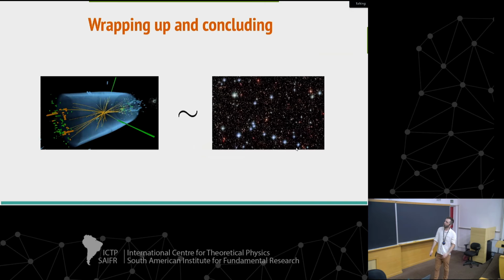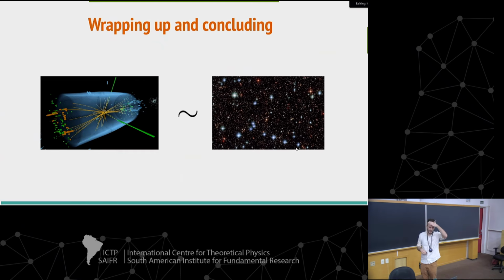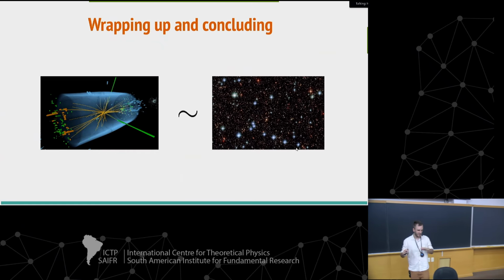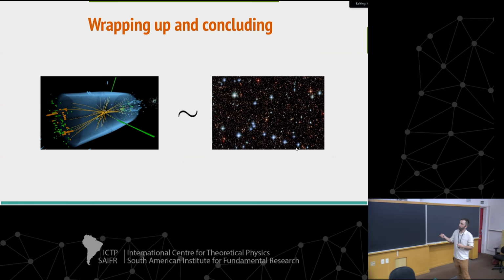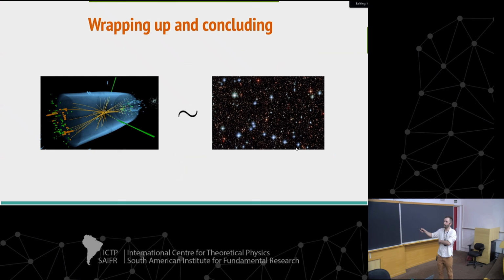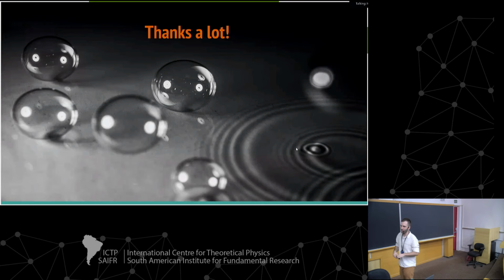Just to wrap up and conclude, I think we're in the era of having a lot of data coming either from the gravitational wave side or galaxy clustering, or large scale structure in general. I think it's a good time to work on the interface between those topics, because there are a lot of methods that we can use to systematically get more information from either galaxies or gravitational waves or whichever probe you have. So to conclude, thanks.